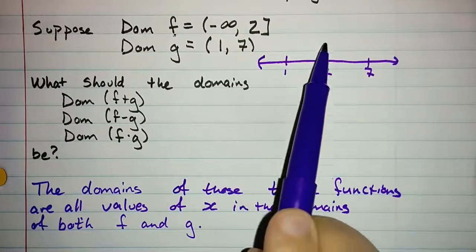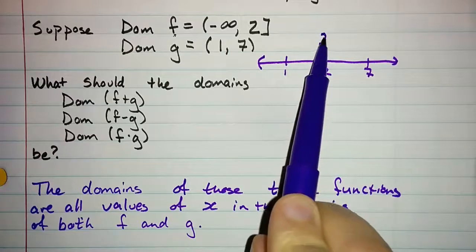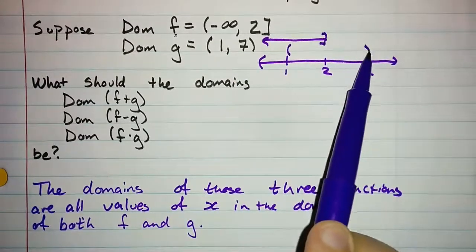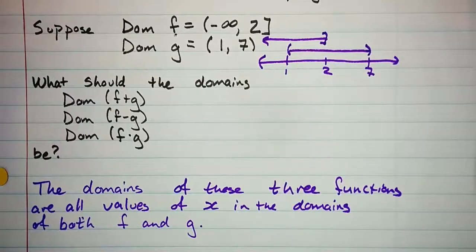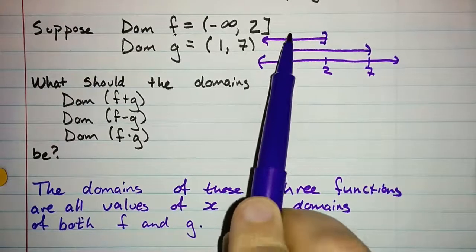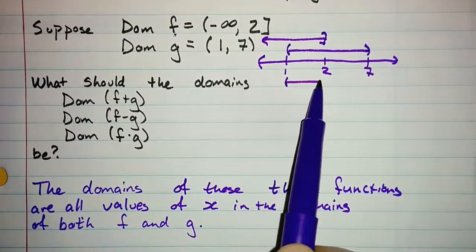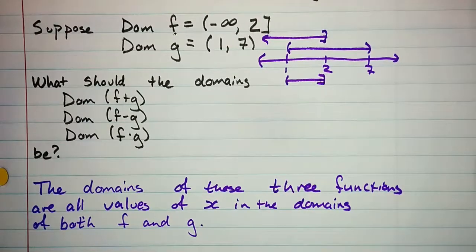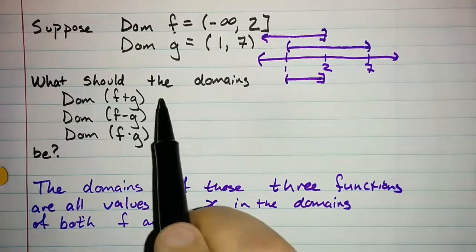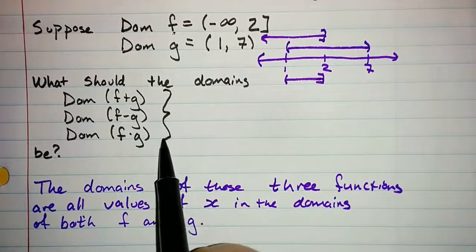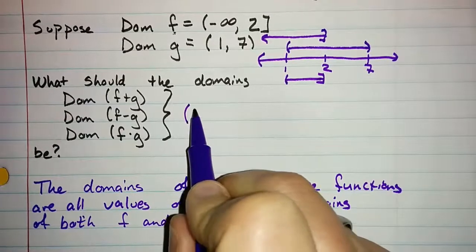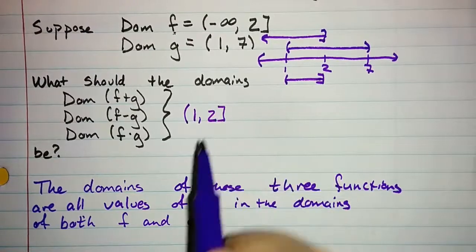Right, so in this example, I'm going to mark the numbers 1, 2, and 7 on the number line. The domain of f is all of these points. The domain of g is all of these points. So which points are in both? Well, it's going to be these ones. So the domains of these three functions will all be 1 up to 2.